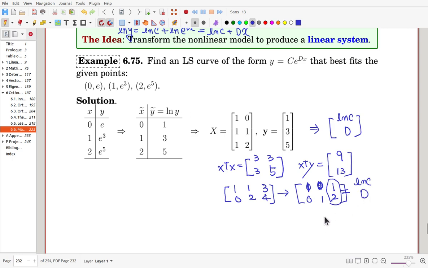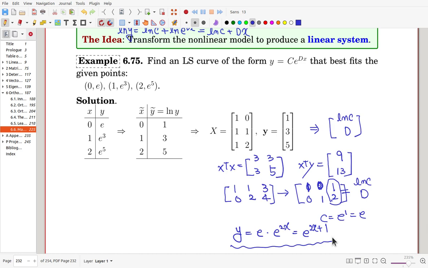What is c? c is the exponential of 1, which is e. So we have the final best fitting model: y equals c, which is e, times e to the 2x, since d is 2. So we may write this as e to the 2x plus 1. That's the final answer.